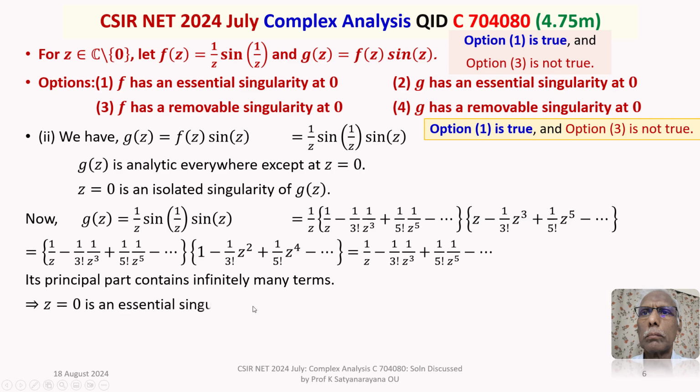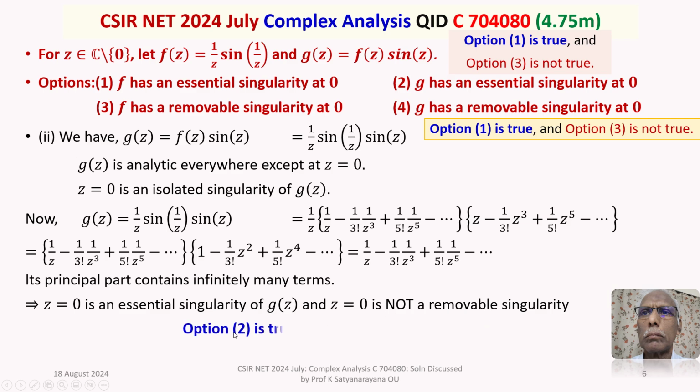Therefore, z is equal to 0 is an essential singularity of g of z, and when z is equal to 0 is an essential singularity, it cannot be a removable singularity. When it is a removable singularity, the Laurent expansion will not have the principal part at all. But it is the principal part that is available abundantly, therefore it cannot be a removable singularity. So the conclusion is option 2 is true and option 4 is not true. So combining these two, option 1 is true and option 2 is true. The answer to this question is option 1 and option 2.